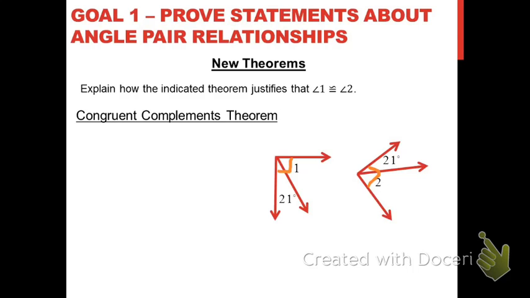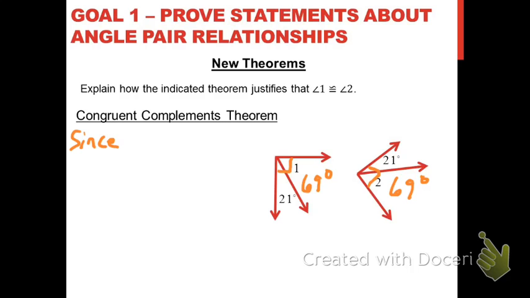If angle 1 is complementary to that 21 degree angle, as it needs to be since they're adjacent angles that form a 90 degree angle, that means that it's going to be 69 degrees. And from the same logic, angle 2 would be 69 degrees. So since angle 1 and angle 2 are each complementary to the same angle, they're congruent to one another. All right, and that's exactly what I'm going to write.